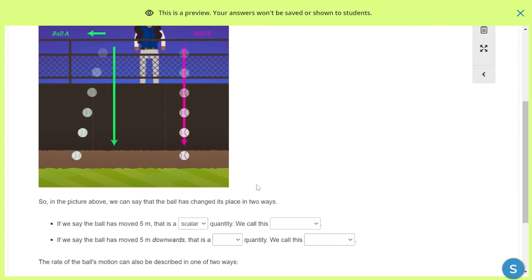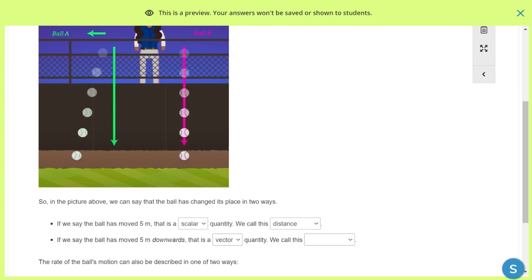Just because the ball moved and it had to have changed locations doesn't mean that the measurement is going to tell us that. So if the measurement is just the number alone, that is going to be a scalar quantity. Specifically, we call this distance when we measure how far something moves and changes its position without telling what direction it goes in. Now if we do include the direction, like I say specifically, the ball moves 5 meters downwards, that is a vector quantity, because I'm including that direction, where that movement is pointing, where it's going.